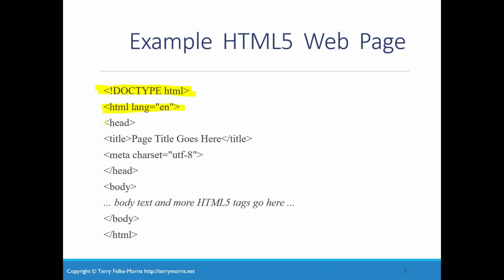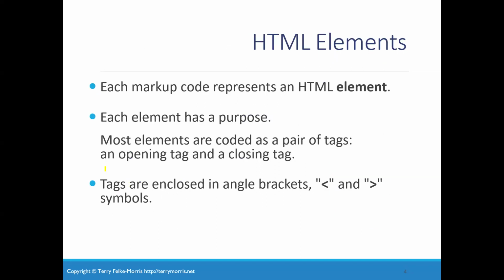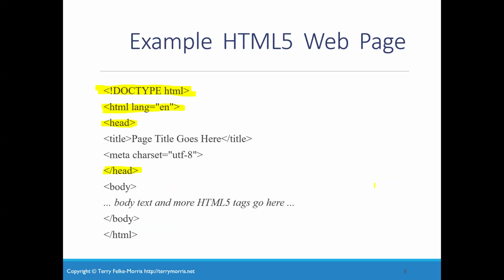The content language is English. Then we have, followed by, the head tag. This is the opening head tag, and this is the closing head tag. You remember I mentioned earlier in the slides that elements are coded as a pair of tags, having what? An opening tag and a closing tag. And they are enclosed in what? Angle brackets, which are shown here. I hope you remember. Okay, so let's get back here.